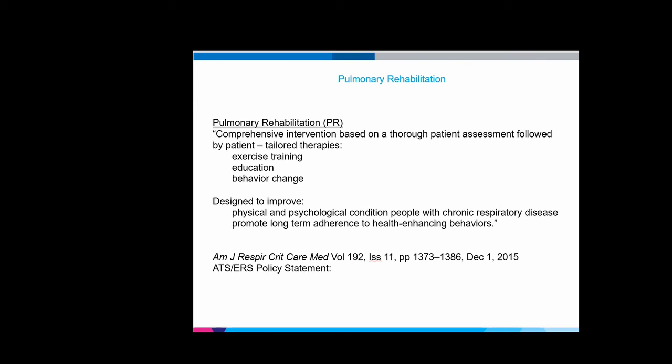Pulmonary rehab is defined, this is from the American Journal of Respiratory and Critical Care Medicine, as a comprehensive intervention based on the following: exercise training, education, behavior change. I emphasize education and behavior change are just as important. And what are the benefits of pulmonary rehab? Next slide.